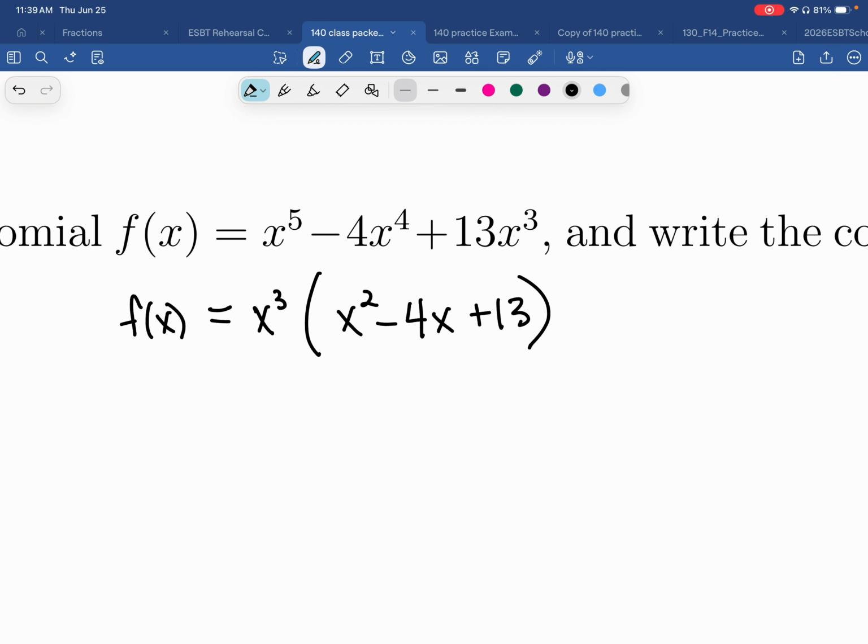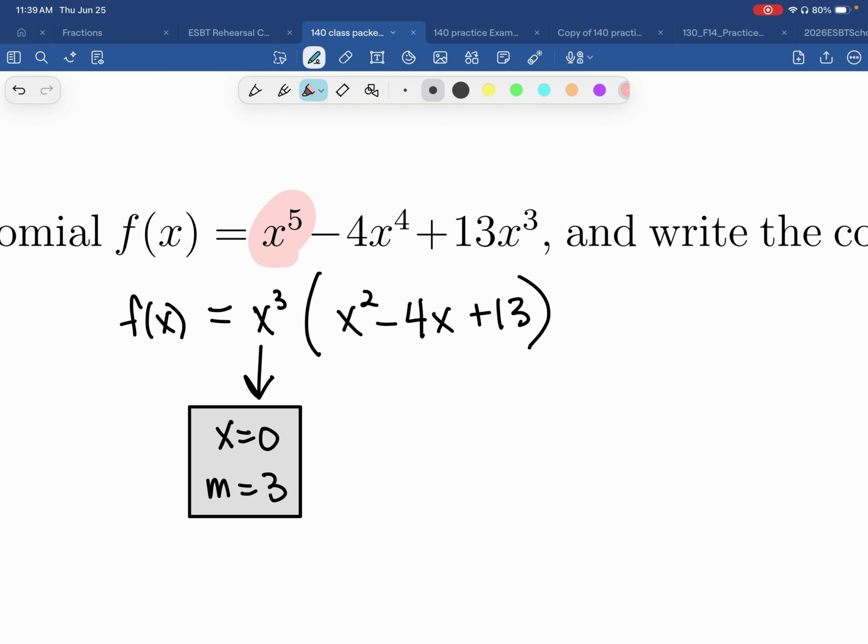Now, this one is already factored beautifully. If I set that equal to 0, it's going to be x equals 0. It has degree 3, so it's x cubed, which means it has multiplicity 3. So those are my first 3. I'm looking for a total of 5 because my highest power is 5, so I'm missing 2 more, and that's going to come from this expression right here.